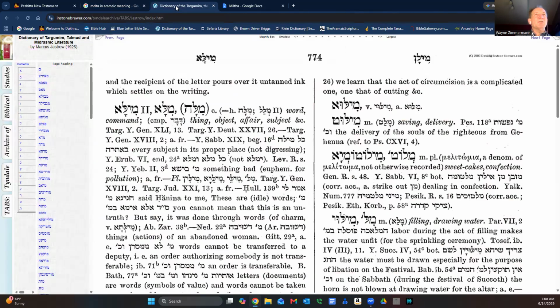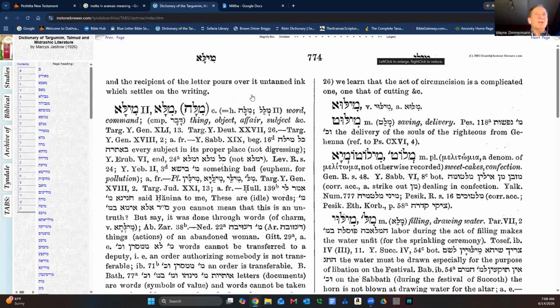Another resource I go to is Marcus Jastrow's Dictionary of the Talmudim and the Talmud. Here, this is a commentator who created this dictionary based upon the Jewish writings that existed at the time of Jesus. So while it may not be completely perfect, it does give us a little bit of a time capsule to look into what they may have understood at that time.